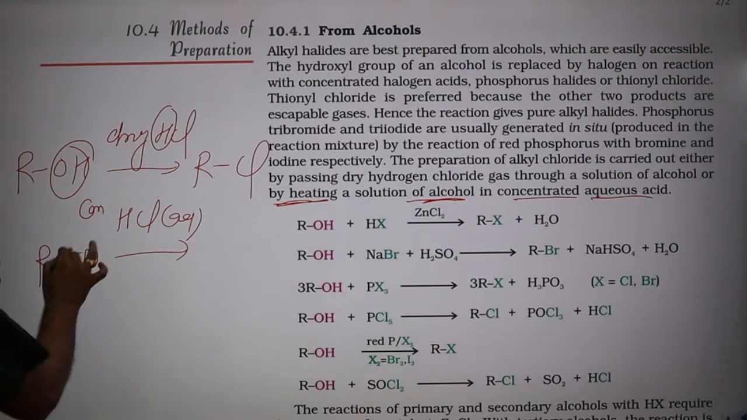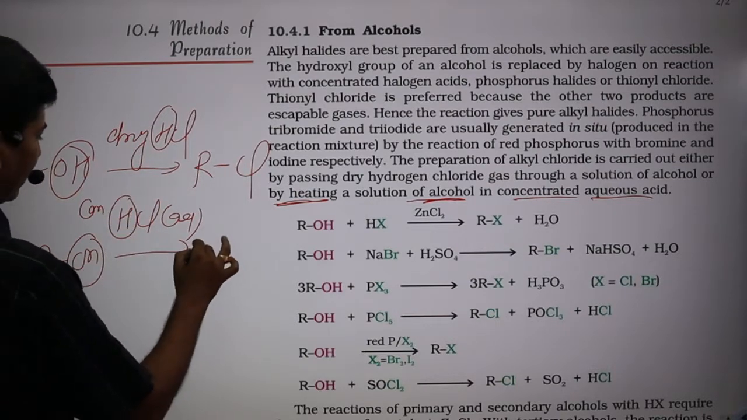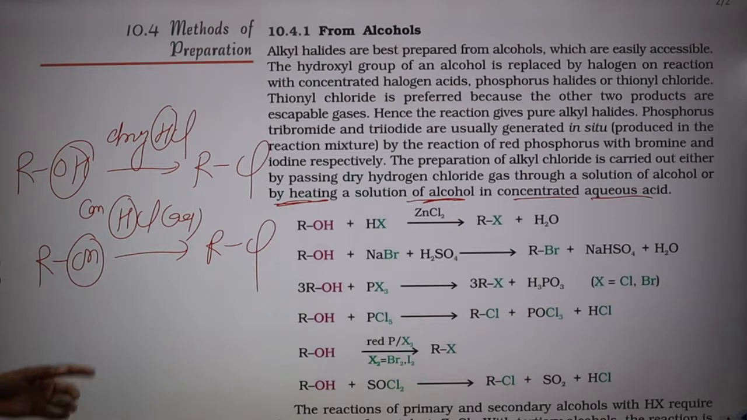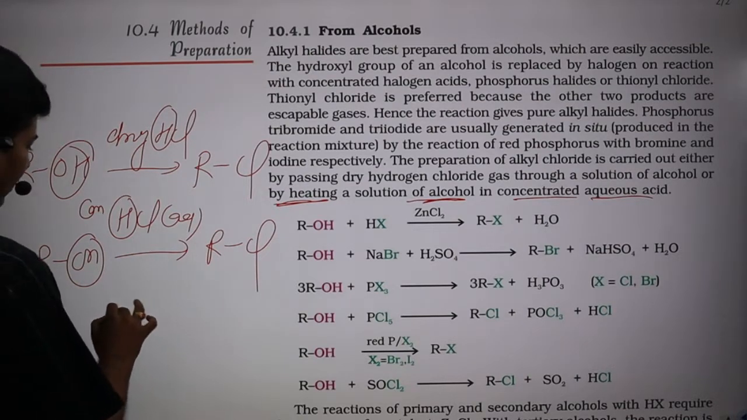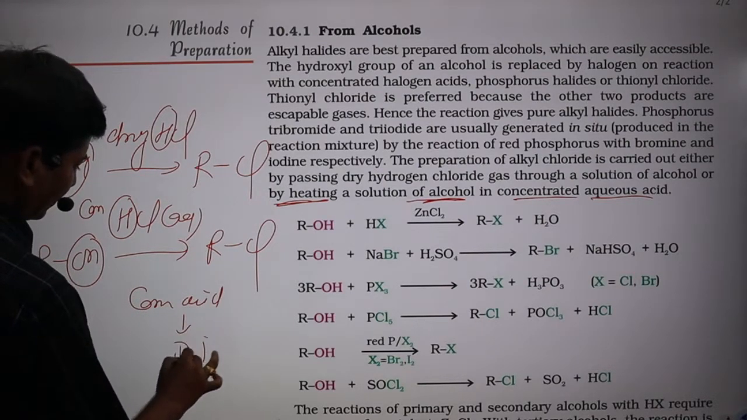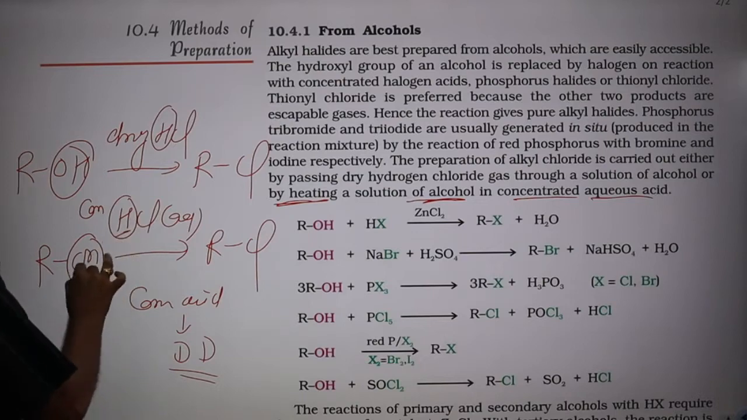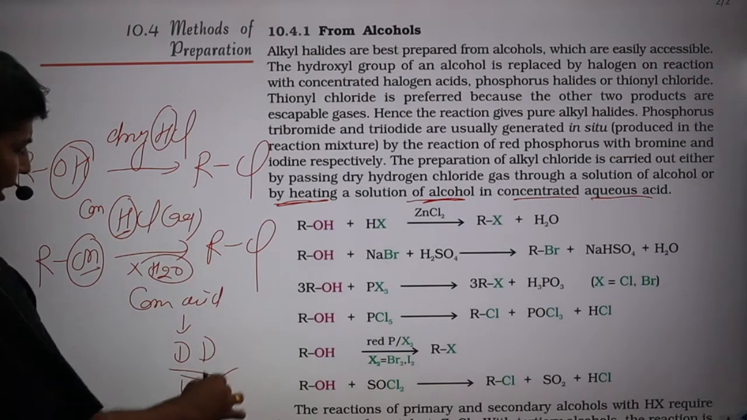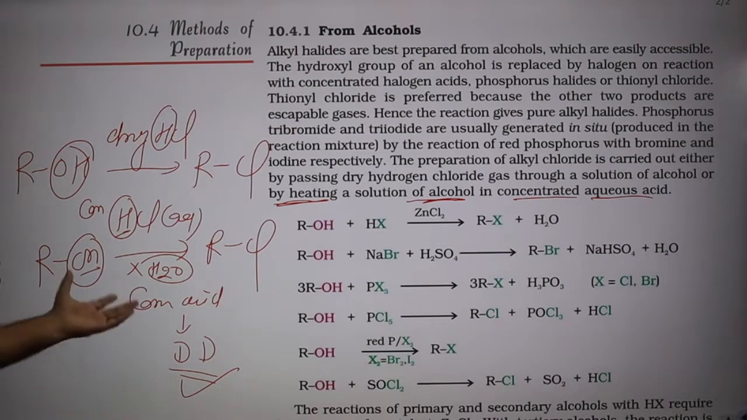So in this case also you can see OH and H will be eliminated and we get alkyl halide. In general, concentrated acid is used. Keep in mind, concentrated acids act as a dehydrating agent. In this case H and OH will combine forming a water molecule, and this water molecule will be removed by the dehydrating agent. It will absorb it. So that's why we are using concentrated HCl.